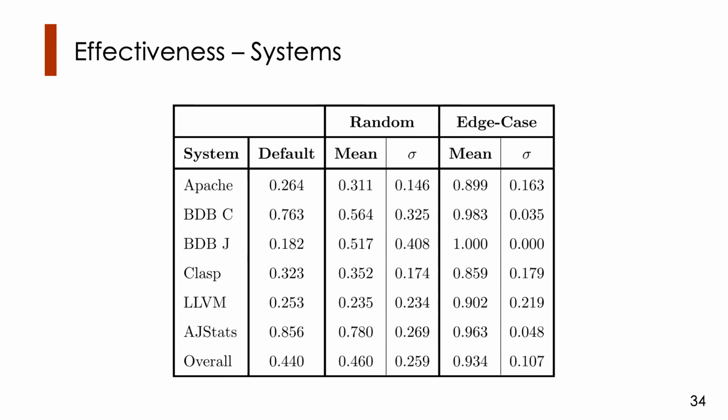We applied eQual to these systems, and we found out that, first of all, in this column, we can see the default values. What default means is, just using the default alternatives for the variation points, what is going to be the performance of the system. With random and edge case scenarios, we can get significantly better results than just using the default. So eQual is effective and it can find close to optimal solutions.